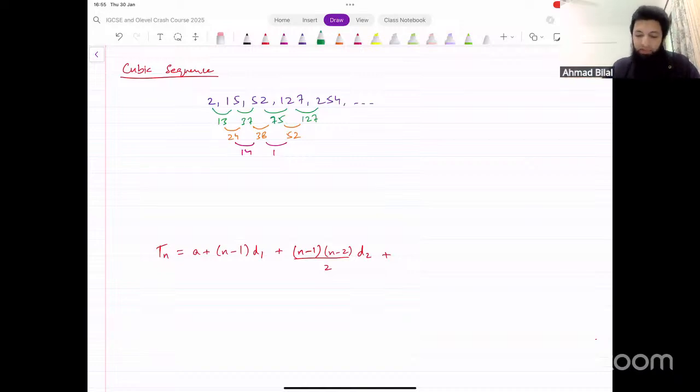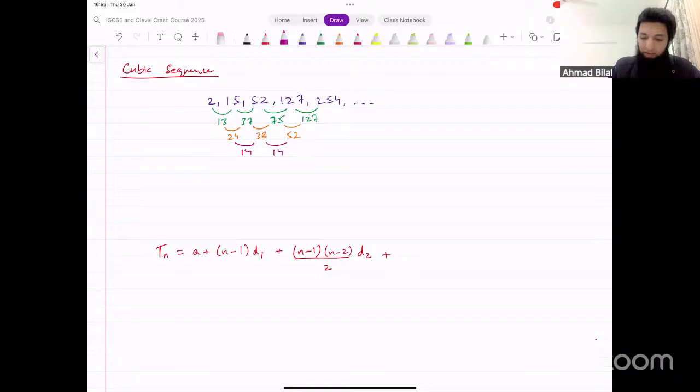Let's find the first difference for the sequence. The first differences are these: 13, 37, 75, 127. Then we find the second differences. These are these. And then we find the third difference, which turns out to be constant. It's 14, 14. If you had more terms than this, you would see that the difference will remain constant.